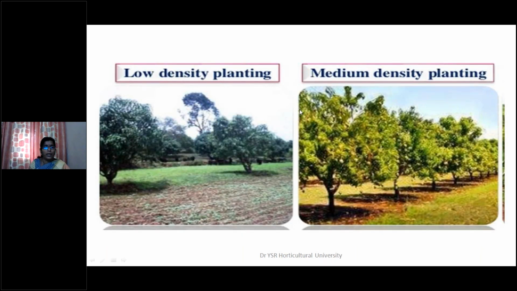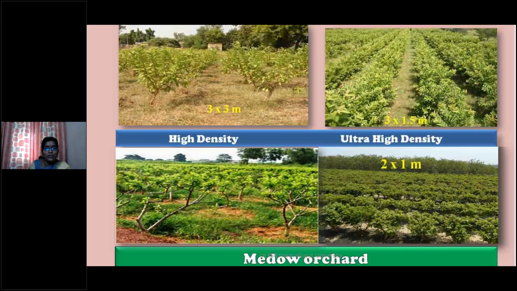So these are photo images which show the low density and medium high density. You can see a lot of land is vacant, so we are wasting resources here, and the tree is growing more than 6 to 10 meters in height also. So this is the photograph showing the different high densities. This orchard is with 3 into 3 meter spacing, here it is 3 into 1.5 meter spacing, and this is 2 into 1 meter spacing, which accommodates 5000 plants per hectare.